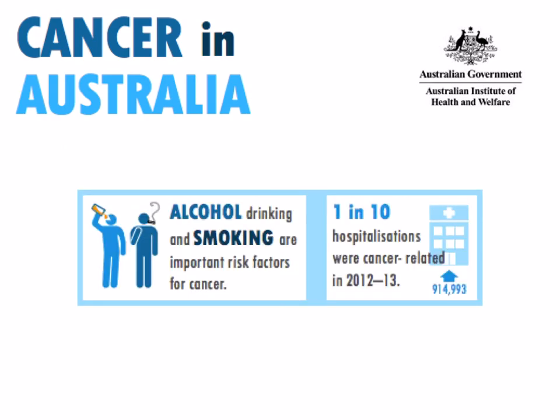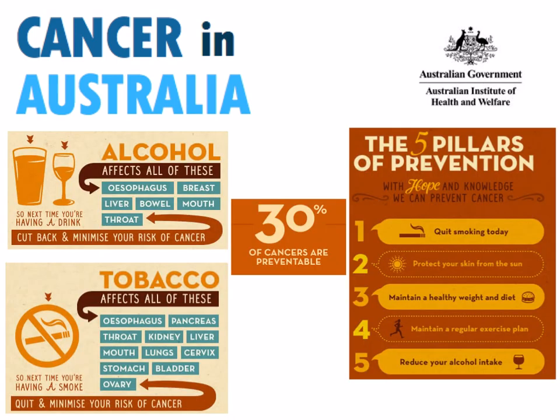Alcohol and smoking are the most important risk factors for cancer, and they are highly preventable. And there are 1 in 10 hospitalizations for cancer-related illness in 2012-13. With 30% of cancers being preventable and alcohol and tobacco being 2 major risk factors that lead to many cancers, the 5 pillars of prevention are very important for people to follow to reduce their risk of cancer. Number 1, quit smoking. Number 2, protect your skin from the sun. Number 3, maintain a healthy weight and diet. Number 4, maintain a regular exercise plan. And number 5, reduce your alcohol intake.